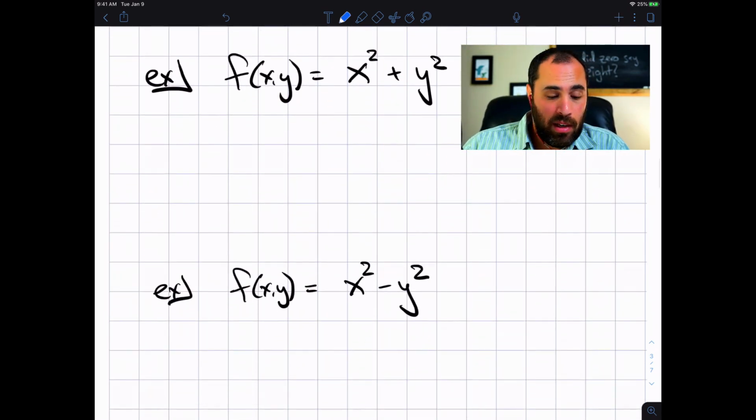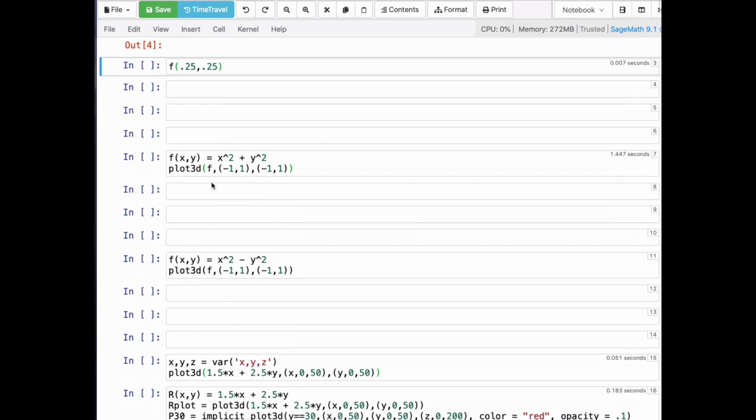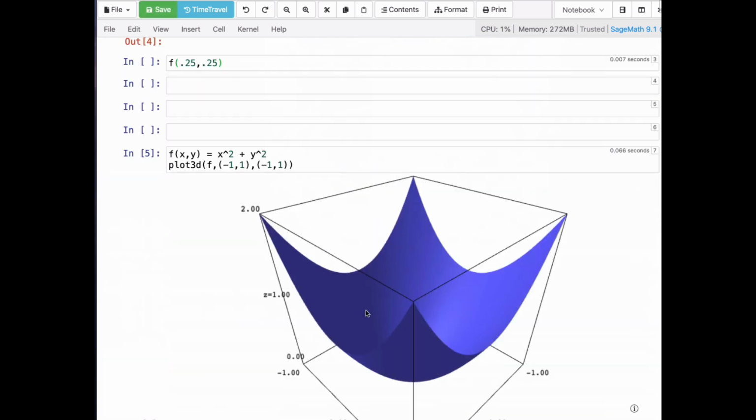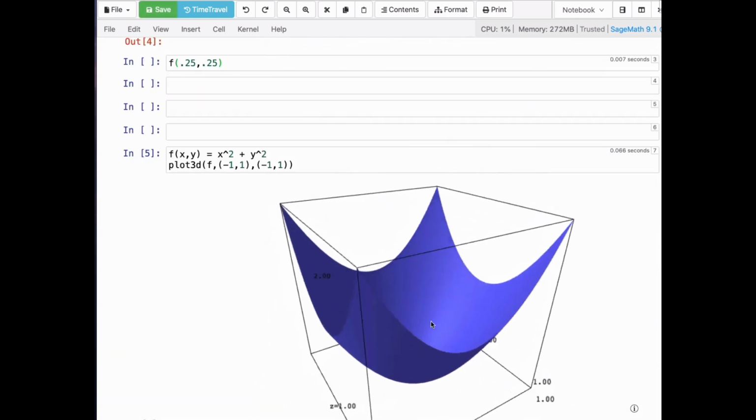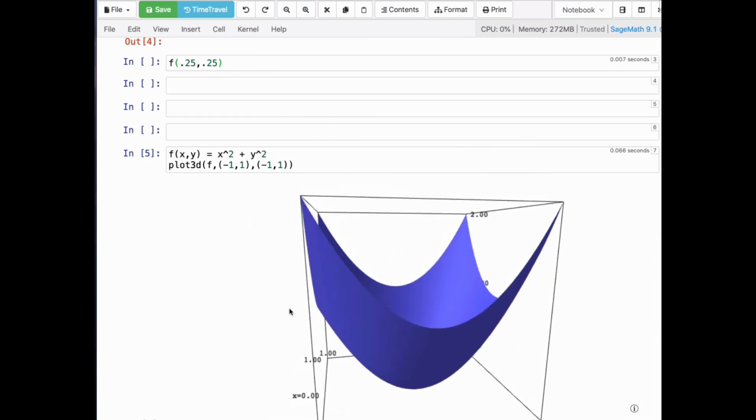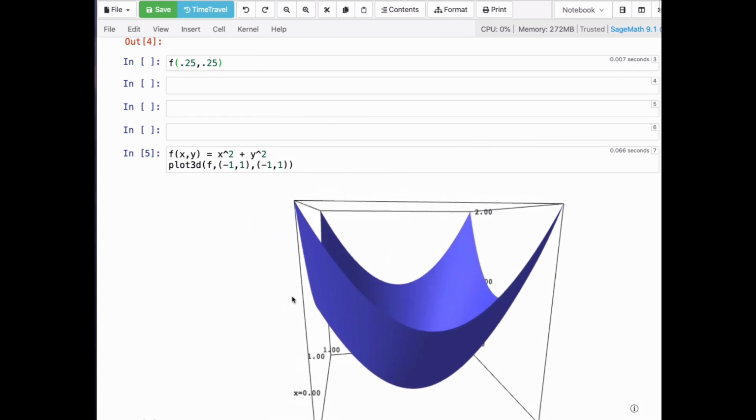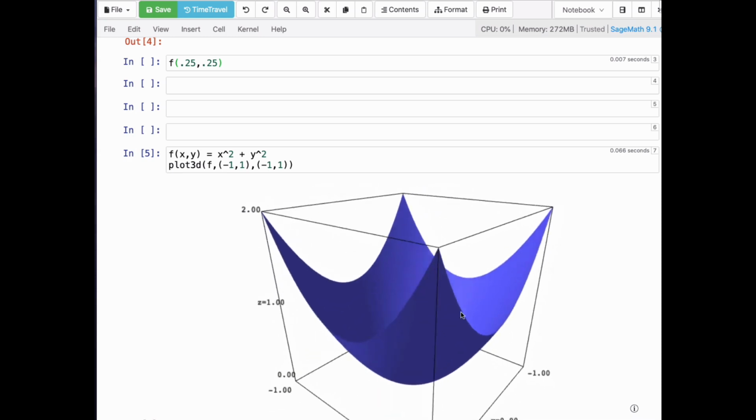So let's take a moment to examine the graphs of these two functions. f of x, y is x squared plus y squared, and f of x, y is x squared minus y squared. And we'll take a look at Sage for some help with these. So for the function x squared plus y squared, I put them both on the same line. So now when I evaluate this, it will assign the name of the function and graph it for us. And we see this nice bowl shape. This is called a paraboloid, not a parabola, that's in 2 dimensions, but a paraboloid.